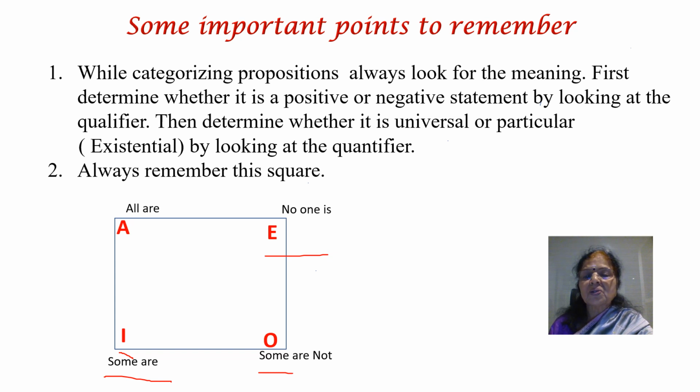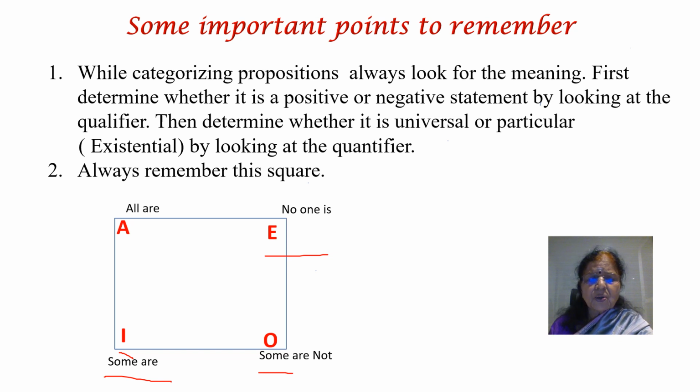All students are not clever. All PG students are not clever. What does it mean? Some are clever, some are not. So you take the meaning, and so it is only some are not. You should not classify it as E type, but it is O type. Only these things you should remember.